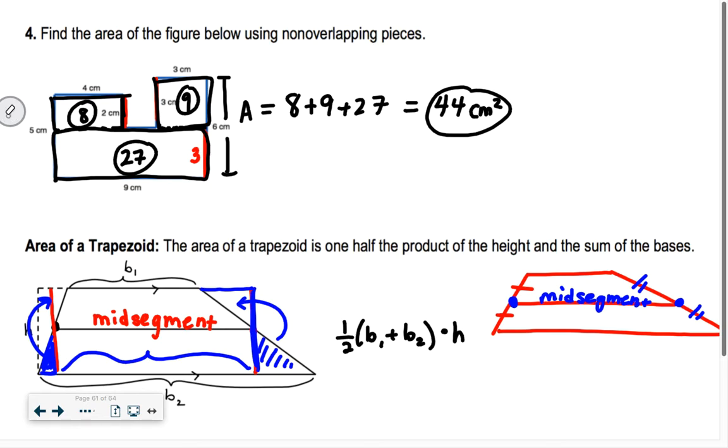You don't even have to do that 1/2. Some people don't like that 1/2 there. They like to think of it here, like the way we do an average: add them together, divide by 2. You can think of it that way. So the way that you'll see it in most textbooks is 1/2 h, parentheses b1 plus b2. Do you see where it comes from? If you understand where it comes from, you always know this formula.